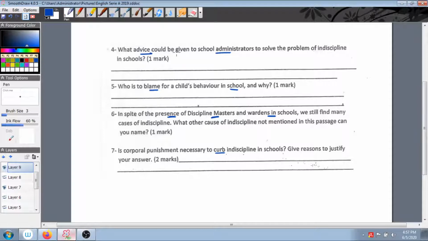Question 4. What advice could be given to school administrators to solve the problem of indiscipline in schools?